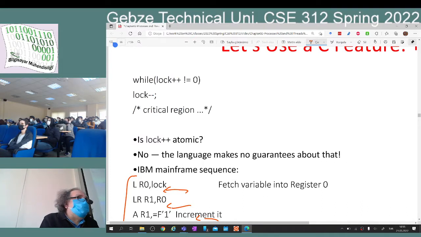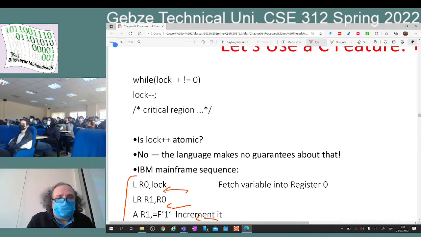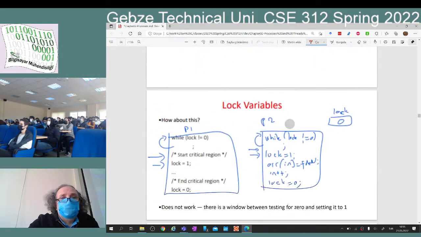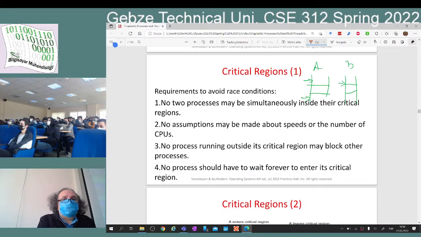Maybe we made it a little bit more difficult to have a switch while this is happening, but it is still possible. You might say that this is a one in a billion chance of having a switch, or even if the switch happens, what are the chances of another process entering the critical region during that time? No, you can't assume those kinds of things. That's against rule number two or three, I don't remember. You cannot make any assumptions about the speeds or the number of CPUs. You cannot say that my CPU is so fast, it's not going to happen.